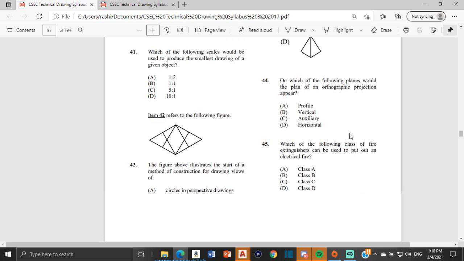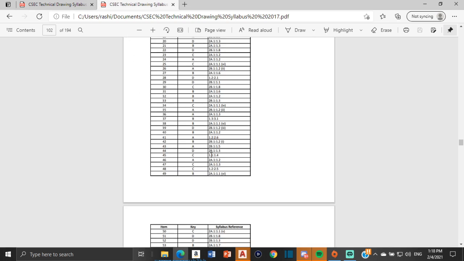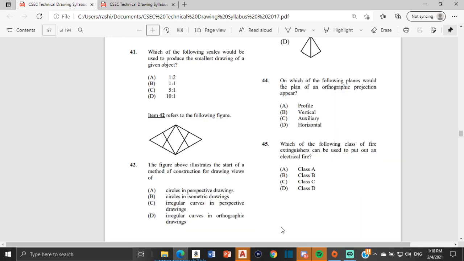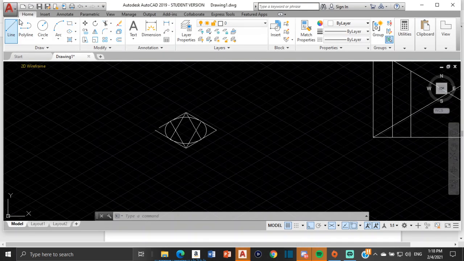All right, number 44. On which of the following planes would the plan of an orthographic projection appear? Is it the profile plane, vertical plane, auxiliary plane, or horizontal plane? It should be the horizontal plane. So number 44, let's see. It is D, the horizontal plane. And what that means is that we would have a isometric.